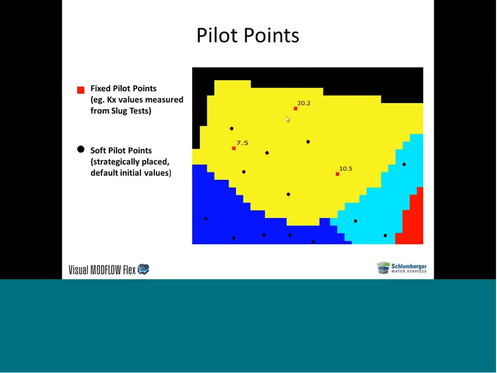Quick illustration of these different pilot points. The fixed pilot points, again, could come from a shapefile or a spreadsheet where you have a list of your pumping or slug test locations that you've done for a specific property zone. These are shown in red, so you have the corresponding estimate for hydraulic conductivity at those points. The remaining pilot points could be the soft pilot points that you've strategically placed, either using the 2D interface to point and click and add points, or that you've imported from the Excel file or shapefile.